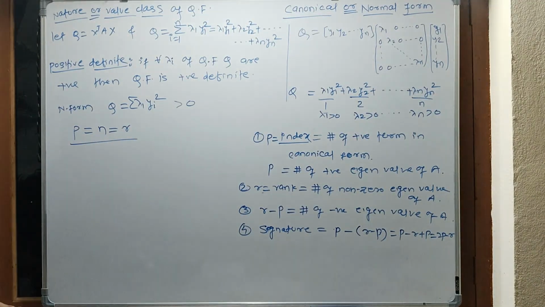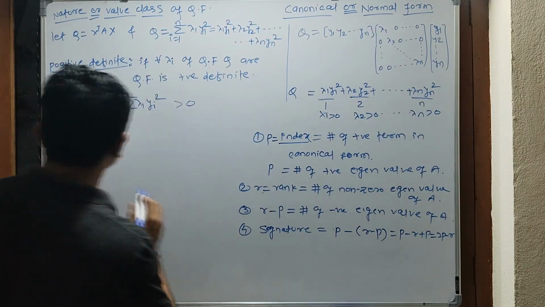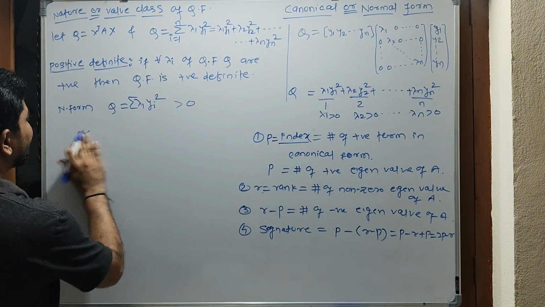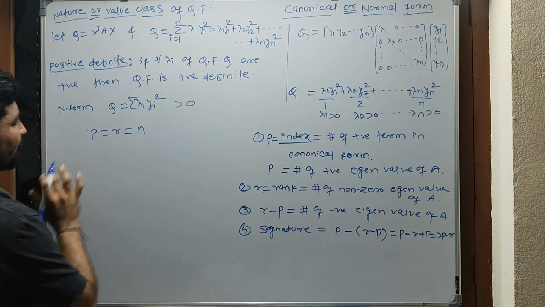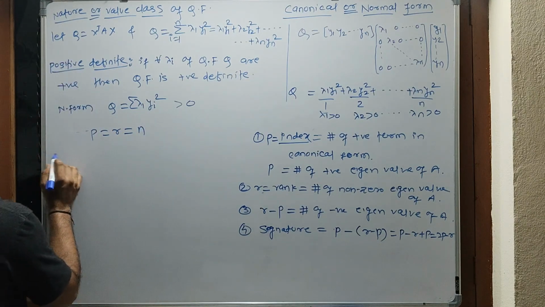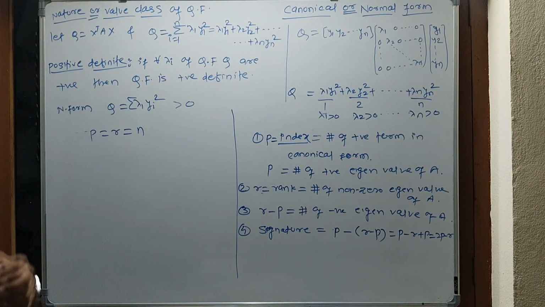Now I will write, r is equal to, sorry, p equal to r, which is equal to n. Same here. So all terms are positive, that's why this is positive definite.